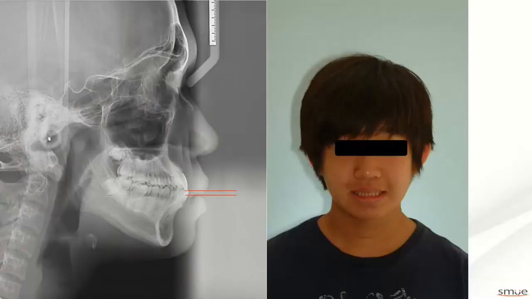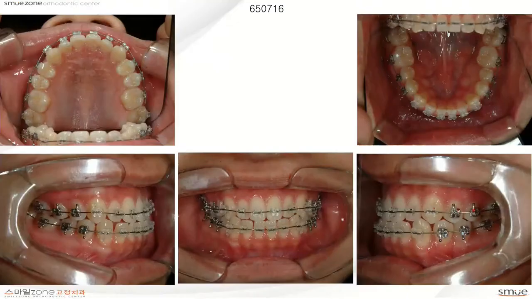And as you look here, he has a straight bite. His incisor position is very high compared to the upper lip. When people don't show their upper incisors, maybe they look older.